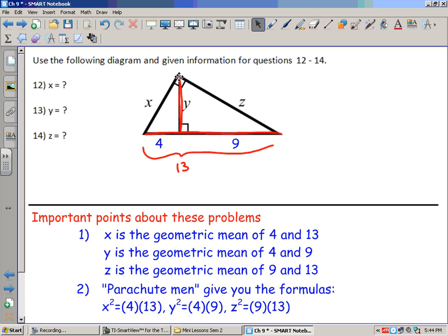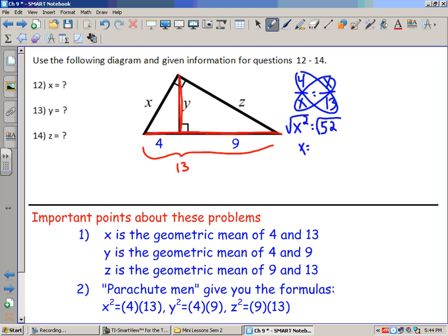All right, I'm going to find x and y, and then you could probably figure out how to find z. It's just multiply those things out. But I'm going to use way number 1 to find x. If x is the geometric mean of 4 and 13, you would set up the equation like that. That's the geometric mean, right? When you talk about means and extremes, these are your means, these are your extremes. You cross multiply, means times extremes. 4 times 13 is 52. Square root: x equals the square root of 52.